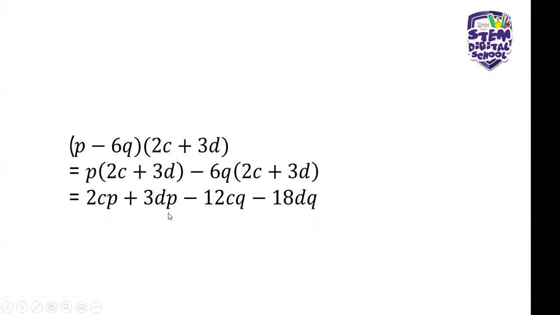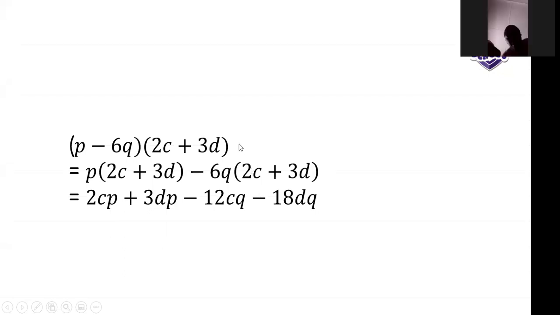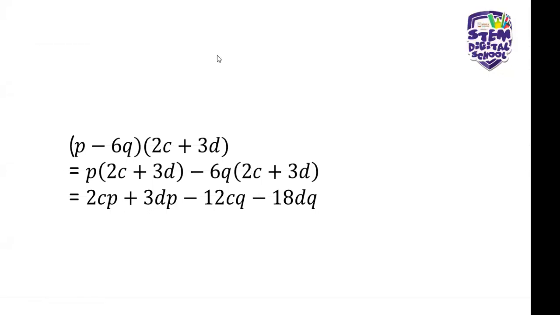So again, in alphabetic order. And then, of course, you have negative 6Q times 2C. So here you've got two coefficients, 6 and 2. The 6 is negative, and the 2 is positive. So all that you need to do is to multiply 6 by 2 to get 12. Remember, the 6 is negative, therefore the 12 will be negative, and then Q times C is CQ.